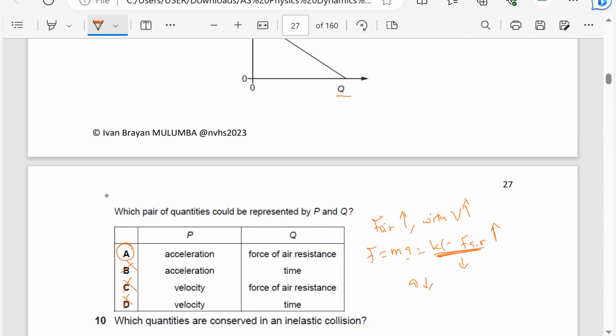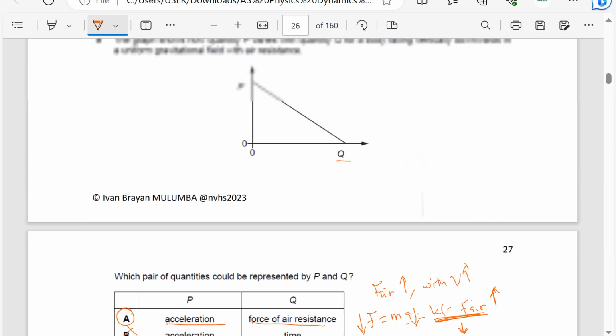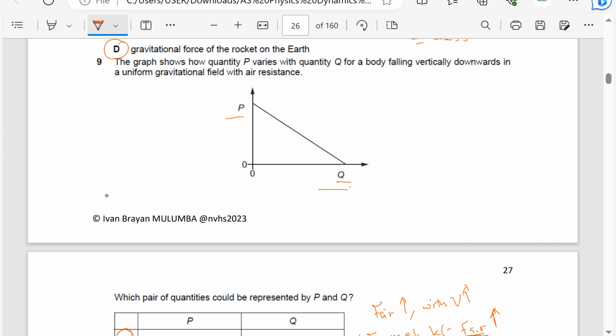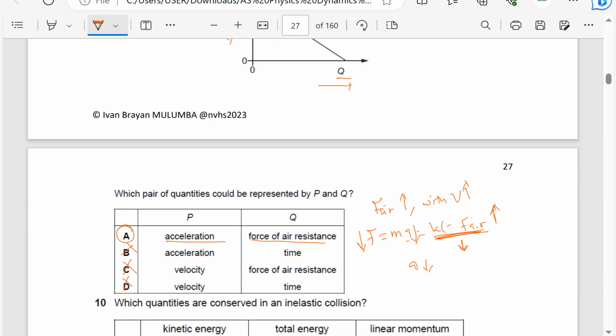As air resistance increases, the difference between weight and air resistance becomes smaller, which means the resultant force is smaller. And the resultant force is directly proportional to the acceleration. So as air resistance increases, the acceleration decreases, and this is very true. As Q increases, acceleration is decreasing, so the answer is going to be A.